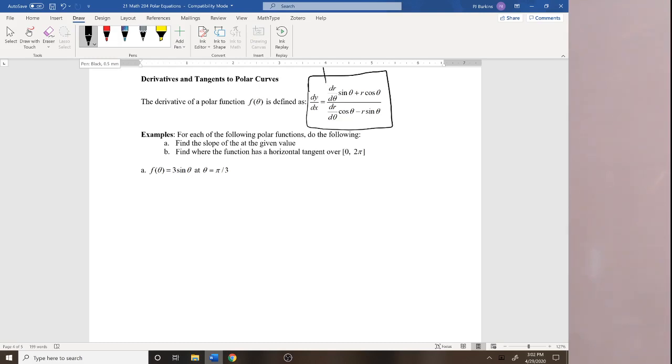So, first off, what is r? Well, again, r is some function of theta. So, that is r. Okay, so r equals 3 sine. dr d theta is the other thing we need to find. So dr d theta is 3 cosine theta.